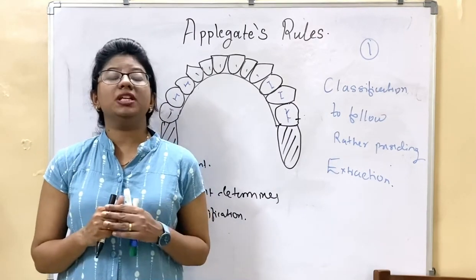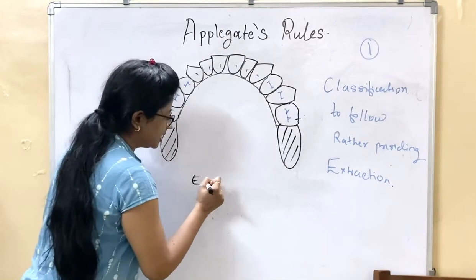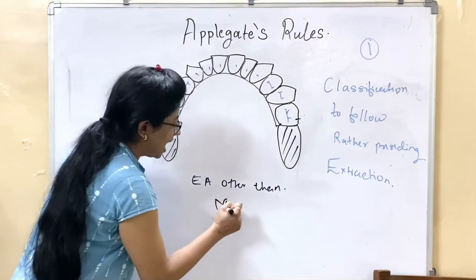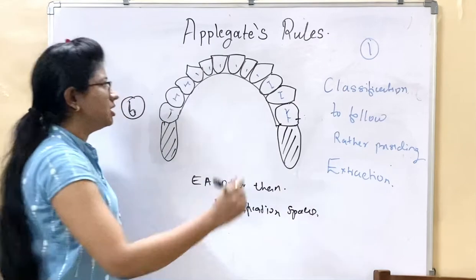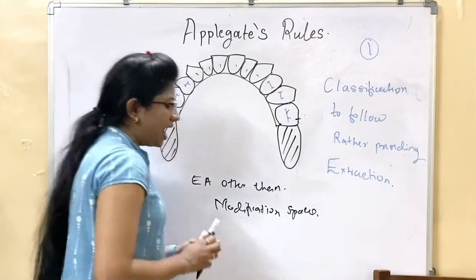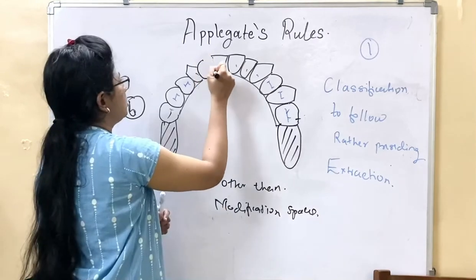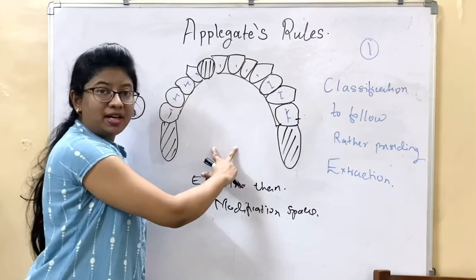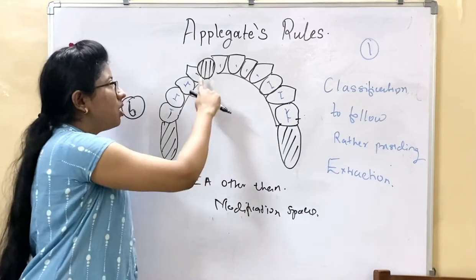Another important rule is rule number 6. What does rule number 6 say? Edentulous areas other than those determining the classification are considered as modification spaces. What do you mean by that? For example, the 2 edentulous areas are present, that is, it is class 1, and there is one more space present, that is this space. This is also missing. So it is considered as class 1 modification 1. Easy? That is class 1 modification 1.